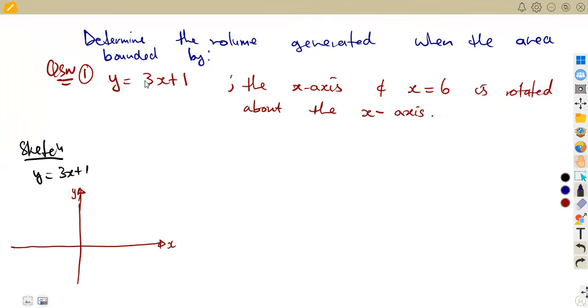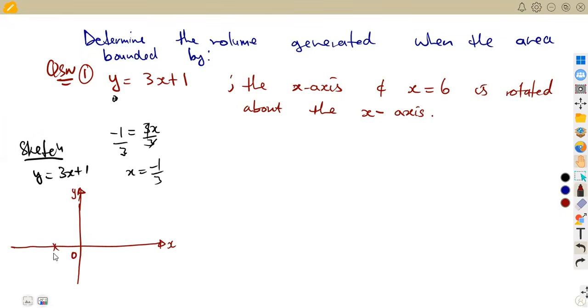All right, so by determining the x-intercept and the y-intercept, we can know where our graph is going to pass through. For the x-intercept, as we know, y should be equal to 0 for us to find the x-intercept. So you transpose the +1 to the other side to become -1, which is equal to 3x, divided by 3 on both sides. So our x is going to be -1/3, as the value of x.